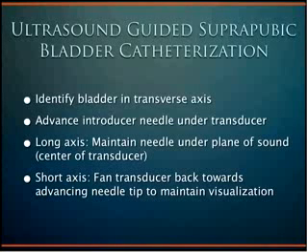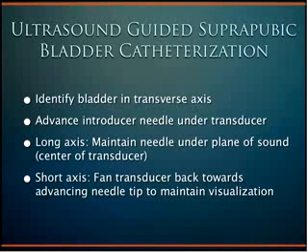To perform this, you use a Seldinger technique that is followed by first identifying the bladder in a transverse plane. The introducer needle is advanced under the transducer. If the approach is to place the needle under the long axis of the transducer, then the needle must be under the exact center of the probe at all times, otherwise it will be out of the plane of the sound and will not be visualized.